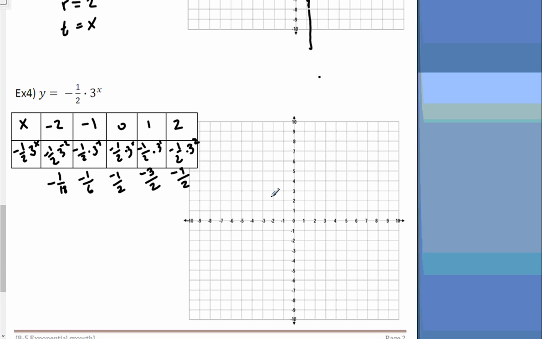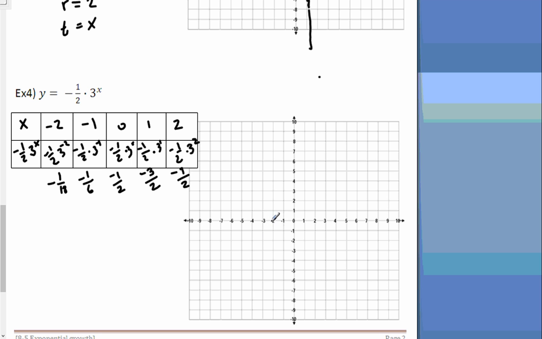Okay, so let's graph these. Negative 2 is negative 1/18, so it's very close to the line. Negative 1 is 1/6, so it's really close to the line. 0 is a half, so it's here. 1 is 3/2, so 3/2 is 1.5, so it's here. Oh, I just screwed that whole thing up, didn't I? Every one of those was negative, so let's start over again.